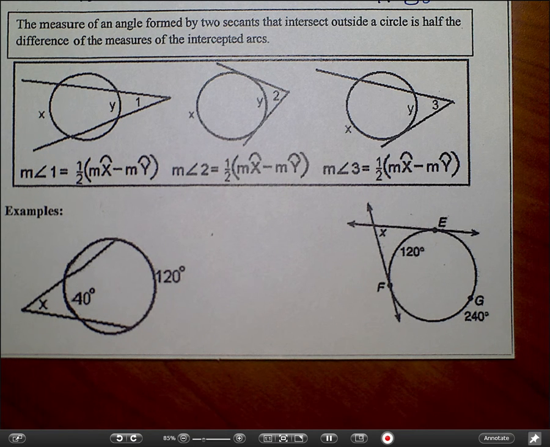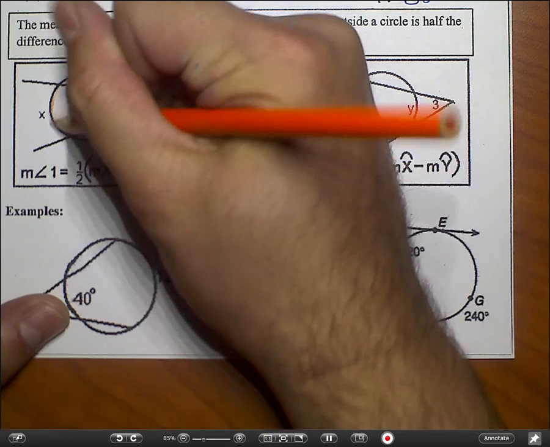Now, on this first one, which one is the large pizza crust? The X. So, large pizza crust, right?